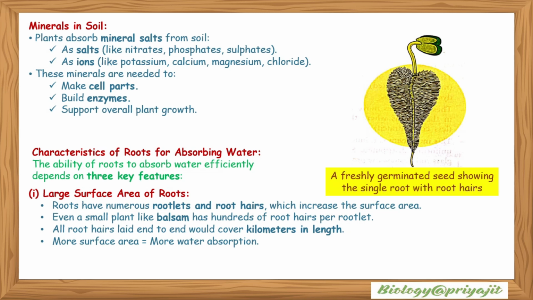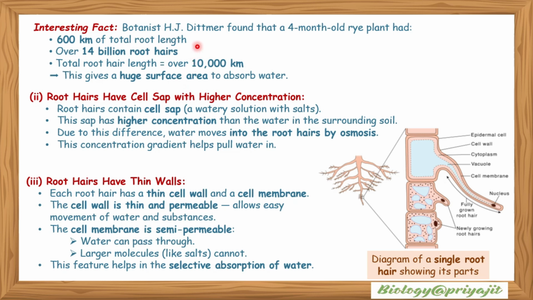A freshly germinated seed showing the single root with root hairs. The image is shown here. Interesting fact: botanist H.J. Dittmer found that a 4-month-old rye plant had 600 km of total root length, over 14 billion root hairs, and total root hair length over 10,000 km. This gives a huge surface area to absorb water.